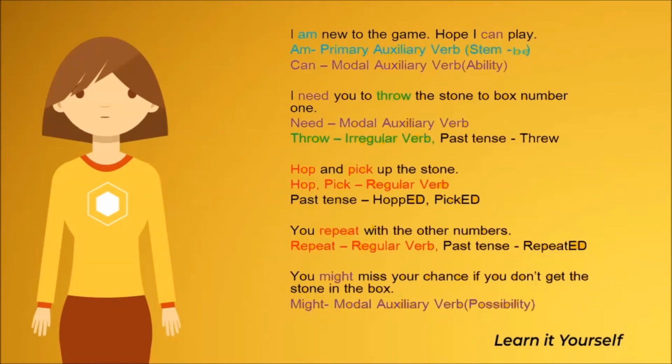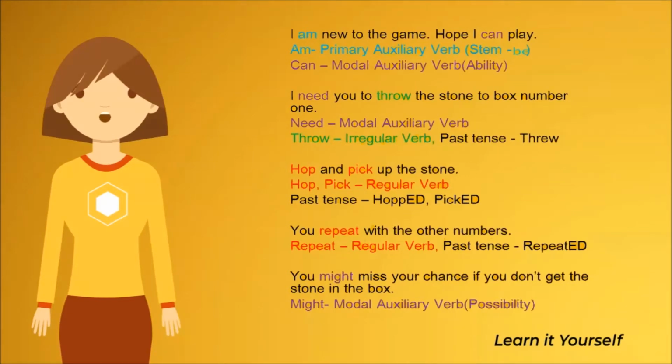I need you to throw the stone to box number 1. Need is a modal auxiliary verb. And throw is an irregular verb because the past tense is threw, which does not end in ed. Hop and pick up the stone. Hop and pick are regular verbs because the past tense of the verb hop is hopped and that of pick is picked. Both of them end in ed and hence they are regular.